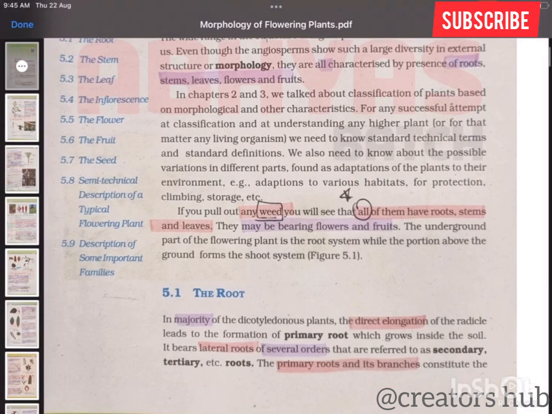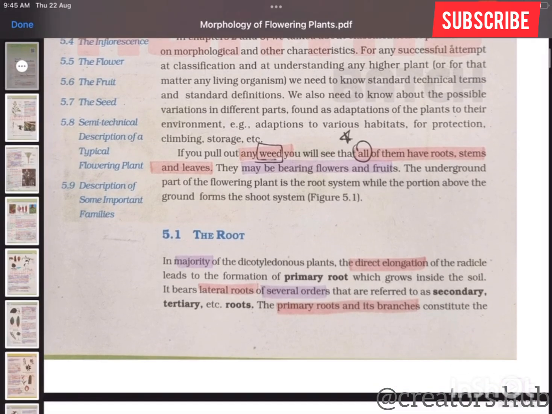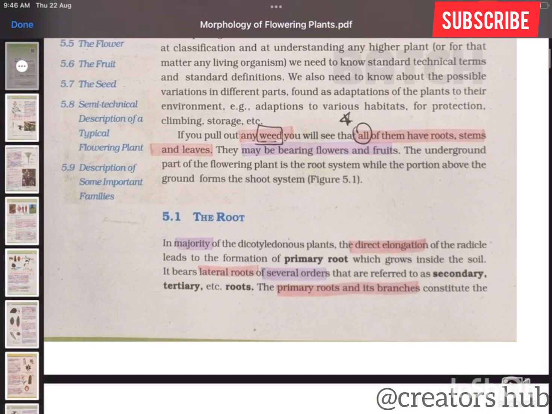For any successful attempt at classification and at understanding any higher plant, or for that matter any living organism, we need to know standard technical terms and standard definitions. We also need to know about the possible variations in different parts found as adaptations of plants to their environment. Example, adaptation to various habitats for protection, climbing, storage, etc.